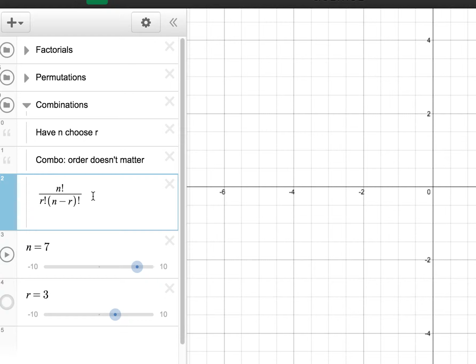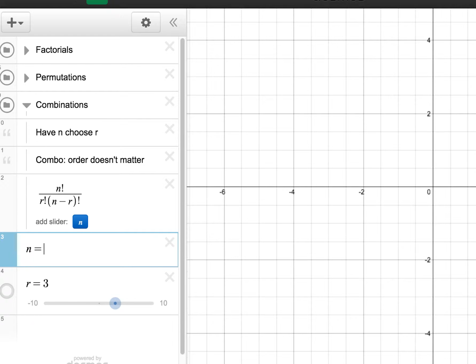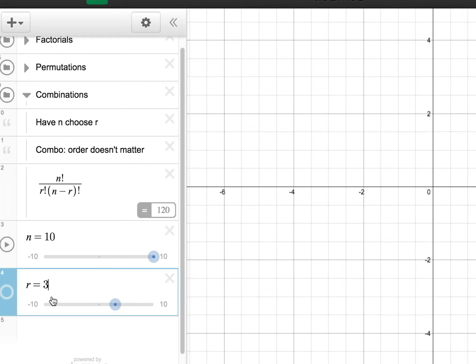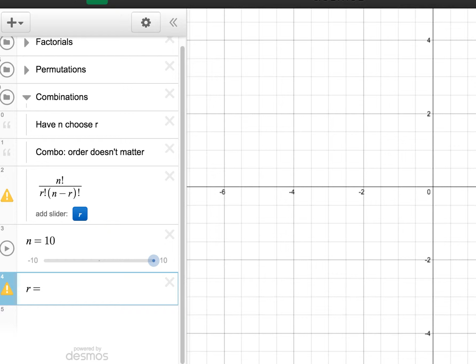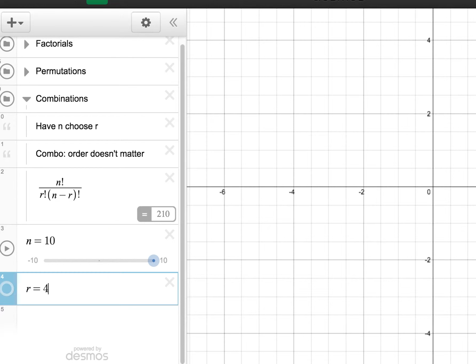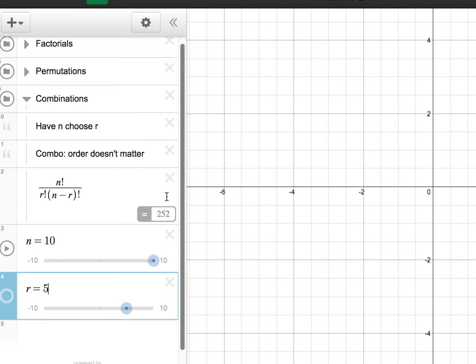Now again, you're going, well, how do I use this with my sliders? How do I make this go a little bit faster? Well, again, I have my n and r sliders. So let's say I have 10 this time, and I'm going to put them in groups of 4, where the order doesn't matter. I just want them in project groups of 4. Then Desmos does the calculations for me, and we get 210. Let's say instead I wanted to put them in groups of 5. I could change my r. There are 252 possible ways to have a combination of those learners.